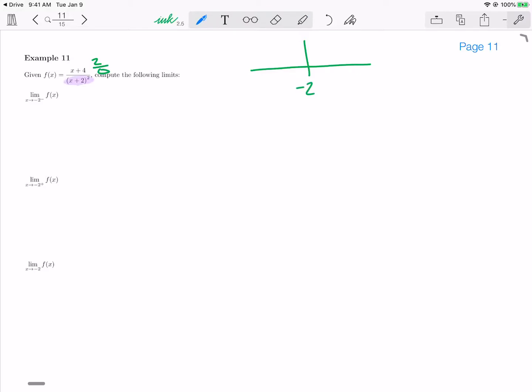So when you're to the left and the right, it doesn't matter because you're going to end up squaring it. So that result will end up being positive. And then the numerator, x plus 4, is also always positive, whether you're just to the left or just to the right of -2. So this one will go to positive infinity. From the right, it will go to positive infinity. And therefore, the two-sided limit is also positive infinity.